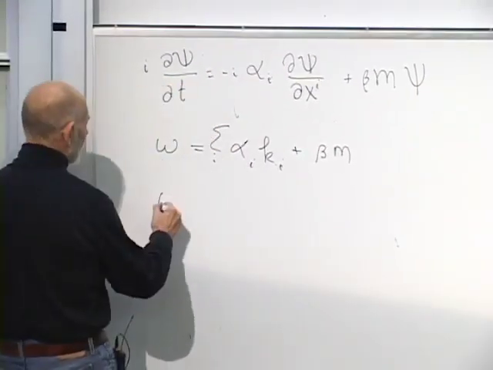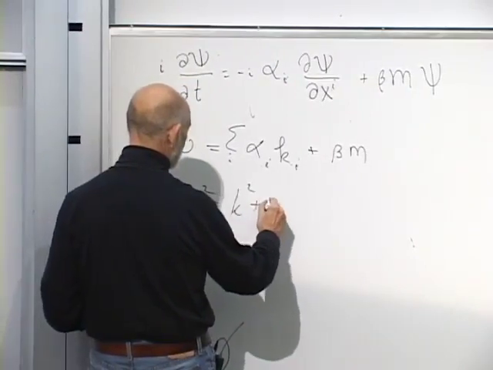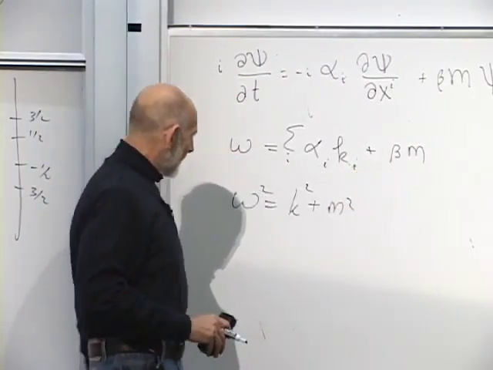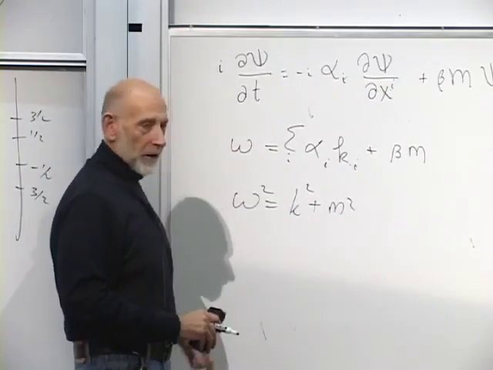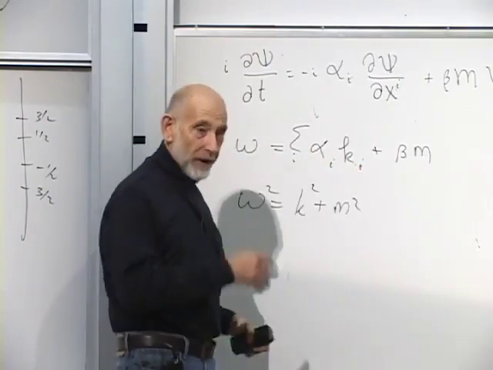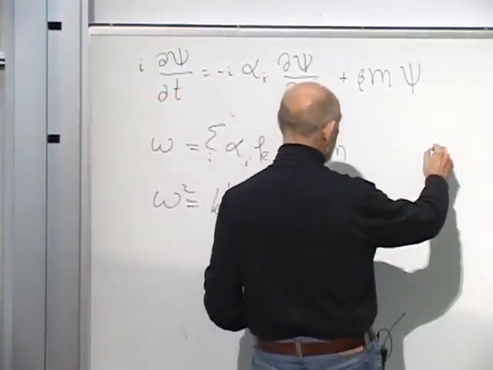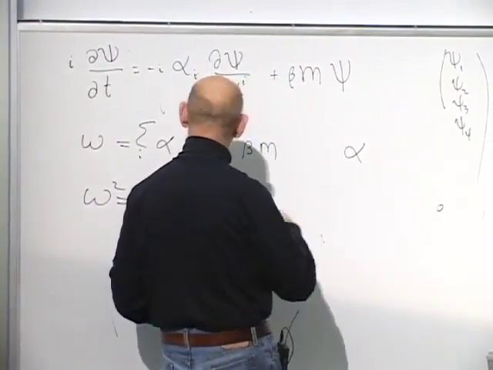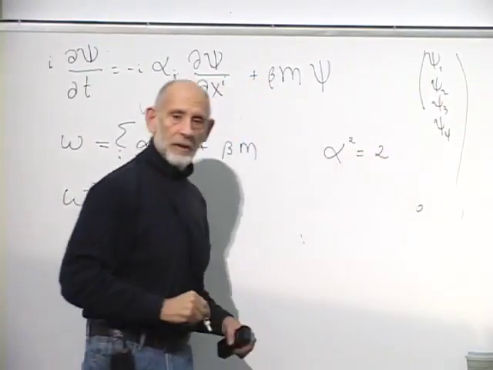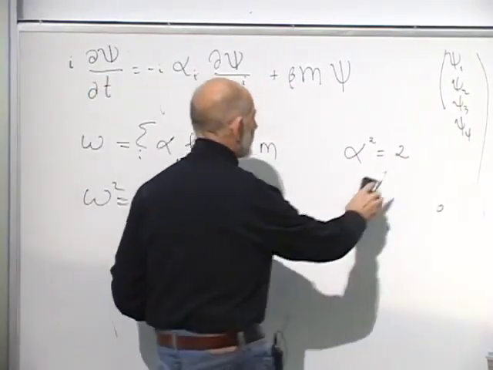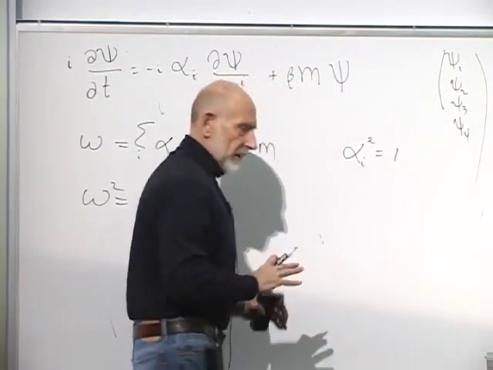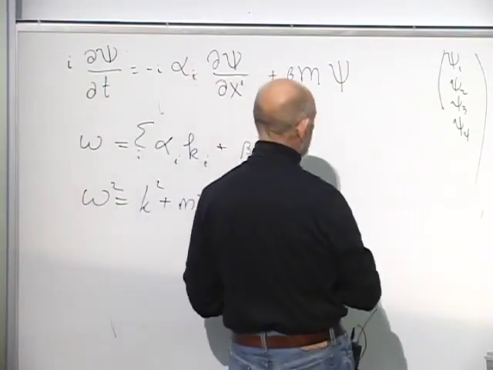And we required that omega squared is equal to k squared plus m squared. Remember what we did? We took omega squared by squaring this out and required that we got k squared plus m squared. What were the conditions for that? The conditions were conditions on the matrices alpha and beta. I'll just remind you what they were. They required every alpha squared to be 2, I believe. Is it 2? I think it's 2. No, 1. Every alpha squared is 1, for each I, alpha x squared equals alpha y squared equals alpha z squared.